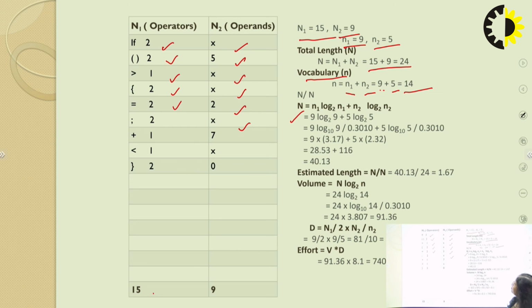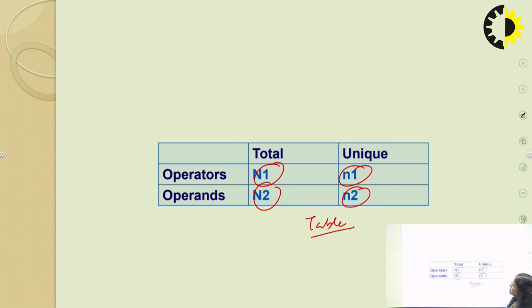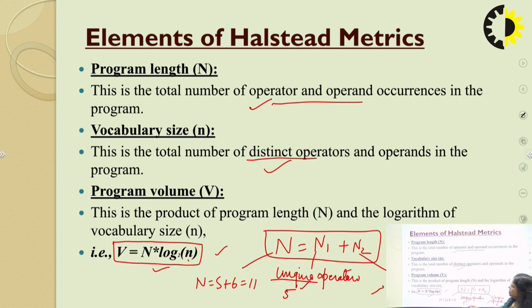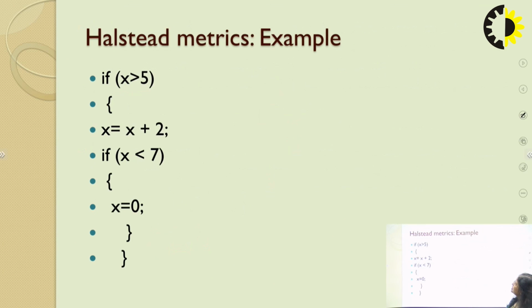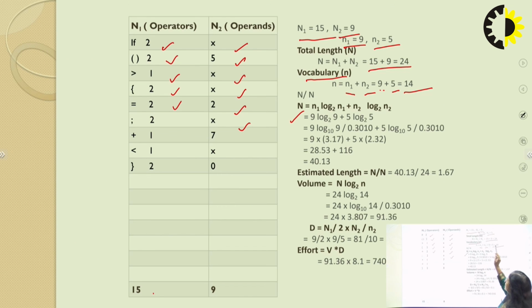Next we will move to the program volume. Program volume can be calculated with the help of this formula, N log n, where N is N1 plus N2 and n is the vocabulary size. We can put the values of N1 and N2 here and calculate N. For the vocabulary size we apply this formula, and with the help of this formula we can find out the total program volume.